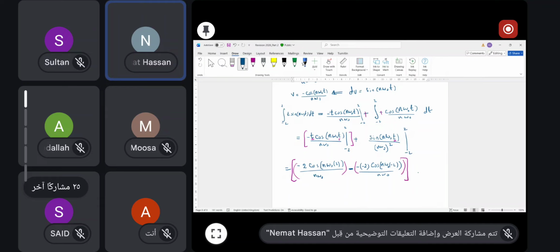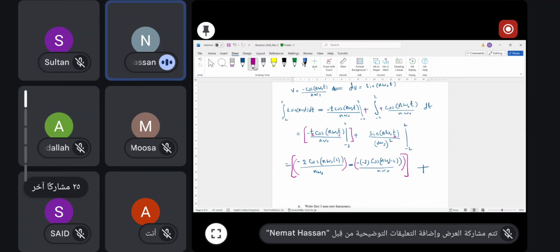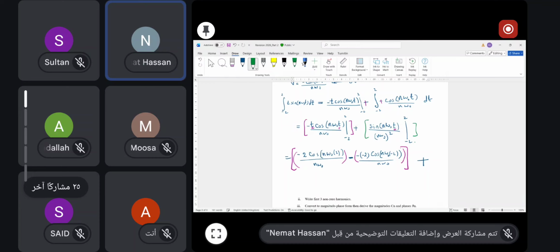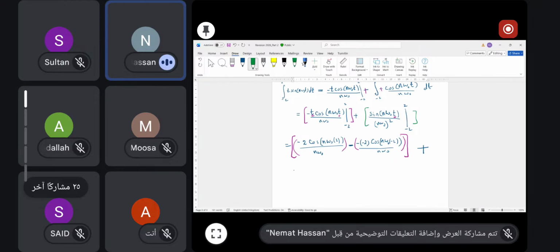Plus, we still have the second term. Let's use green for that, so we have now this bit. Here we have the upper limit, which is sine n omega naught 2 over n omega naught squared. That is the upper limit, right?